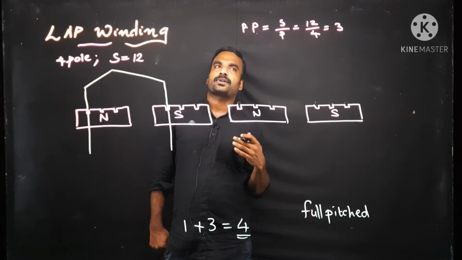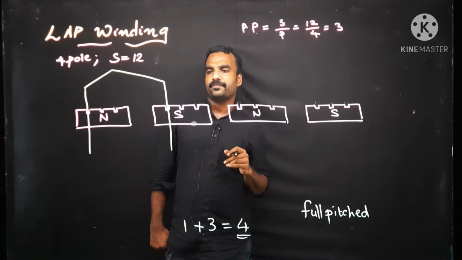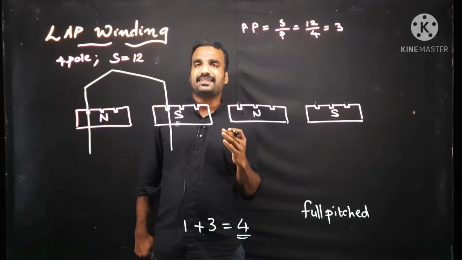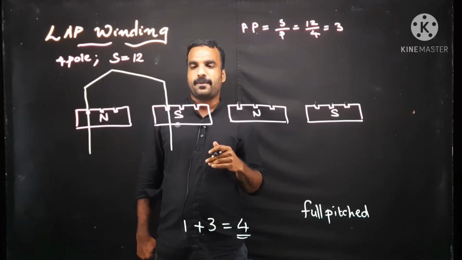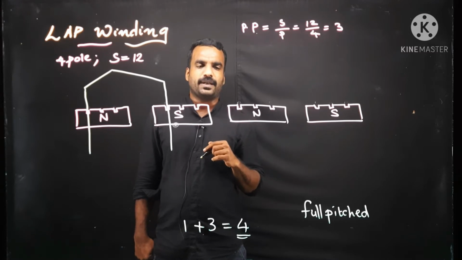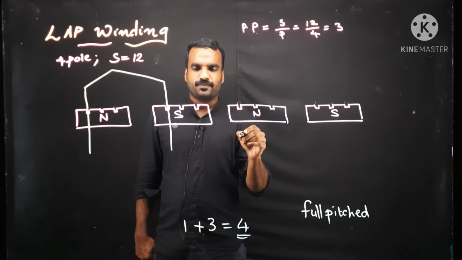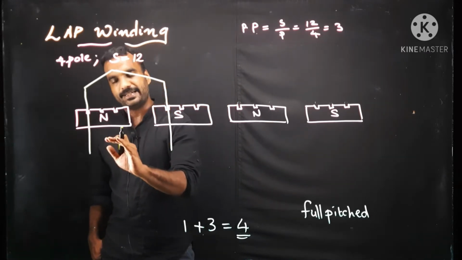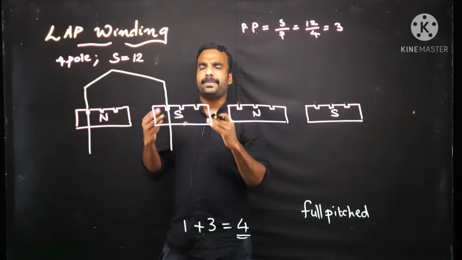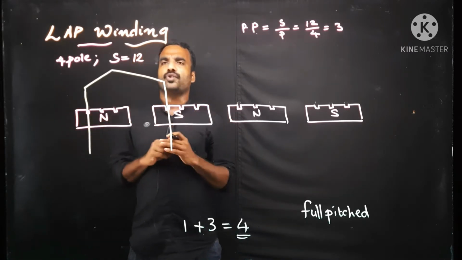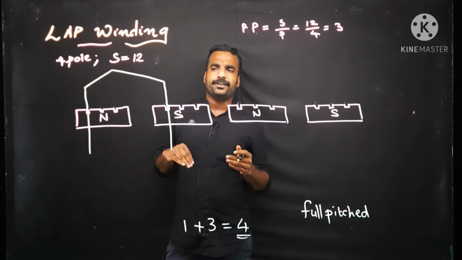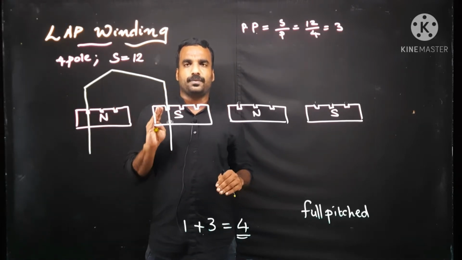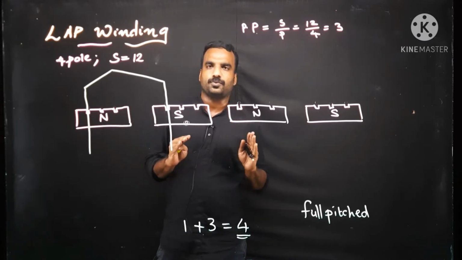Now comes the importance of lap winding and wave winding. In lap winding, where do I have to place the next coil? There are 2 options actually. I can place it here, that is the next north pole, or I can go back to the initial north pole. That is the basic discrimination between lap winding and wave winding. So in lap winding, I am going back to the first north pole. I am not going to the adjacent north pole.